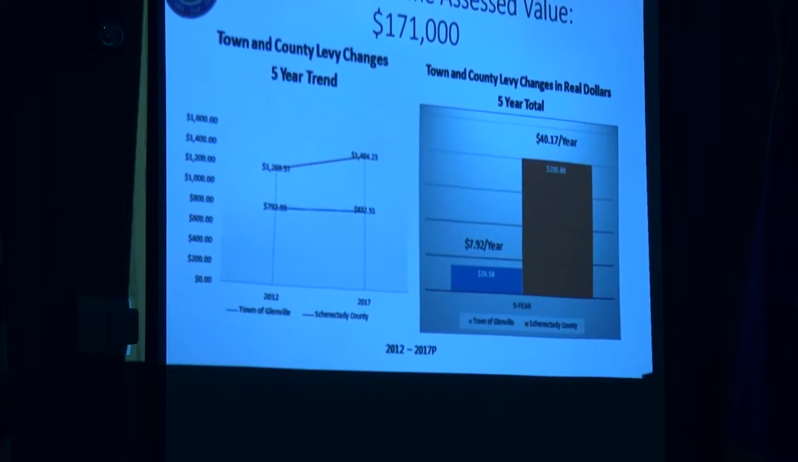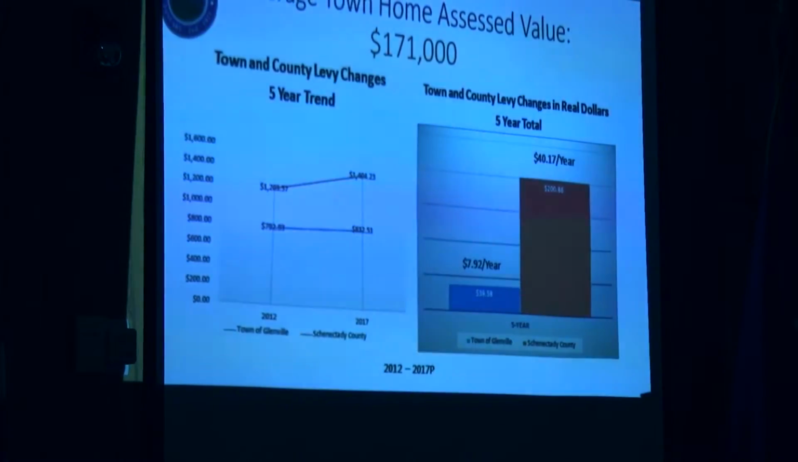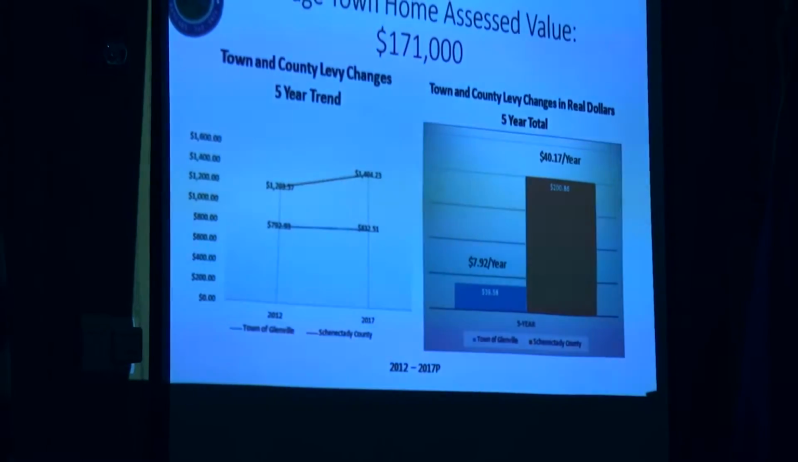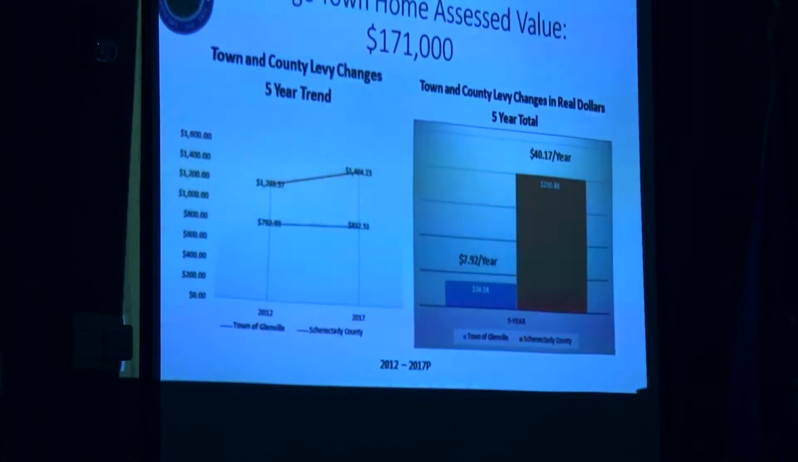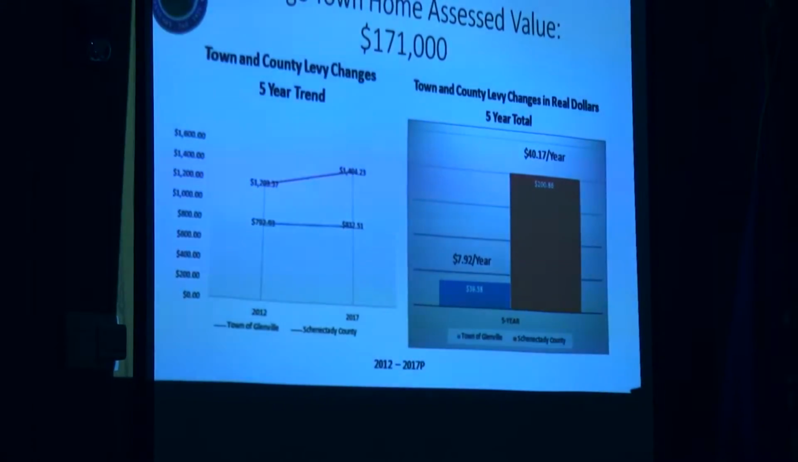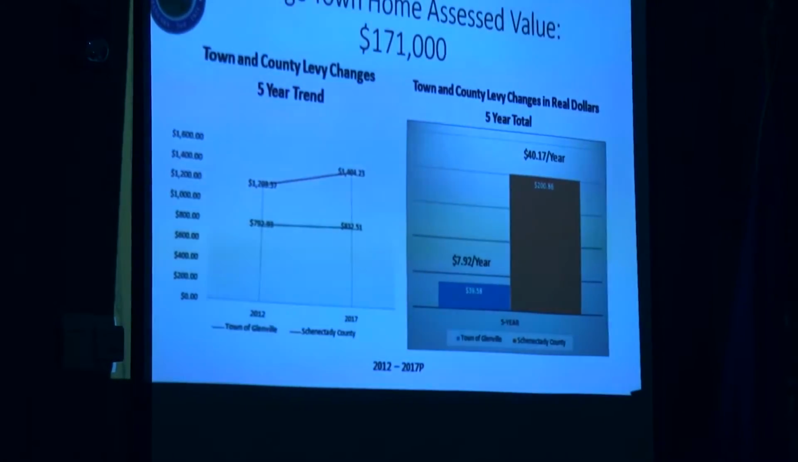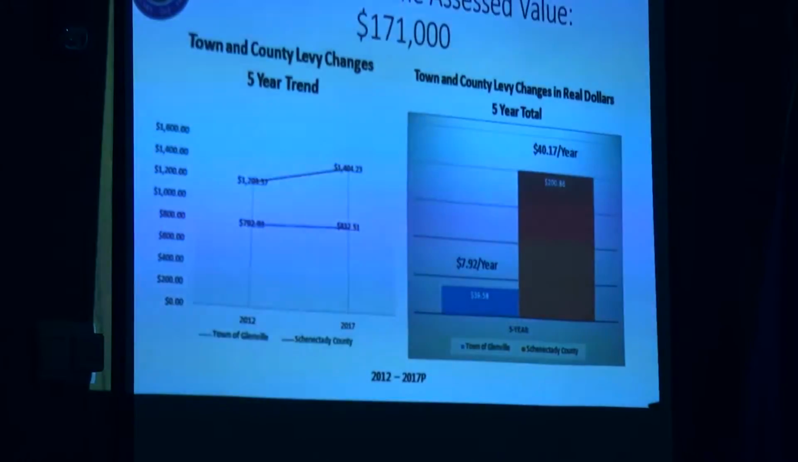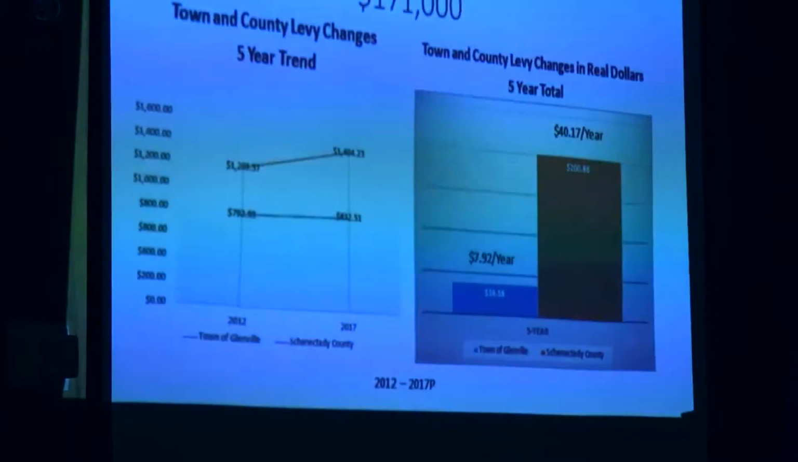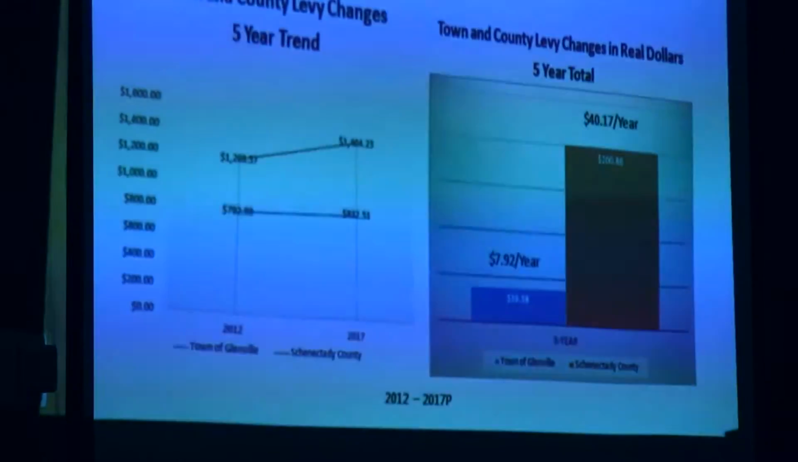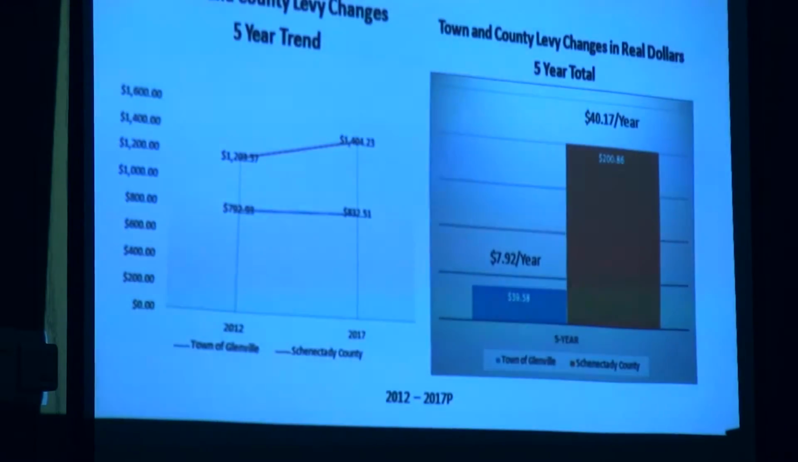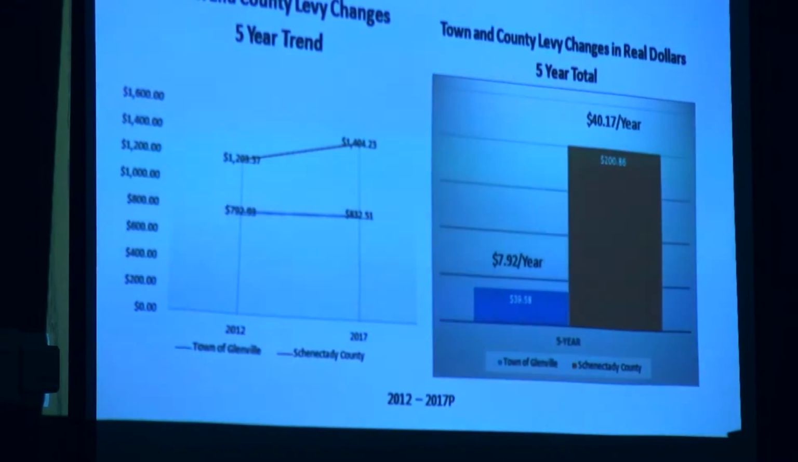If you live in the town, your average house is about $171,000, that's the average. And as you can see, the town of Glenville is the blue line. Our 5-year trend has been fairly flat from 792 to 832 in levy burden, where the county has a much steeper upward climb from 1,200 to 1,400 roughly. So what that means is the town over 5 years has an average of $7.92 per year in levy real dollar increase, where the county burden is $40.17.